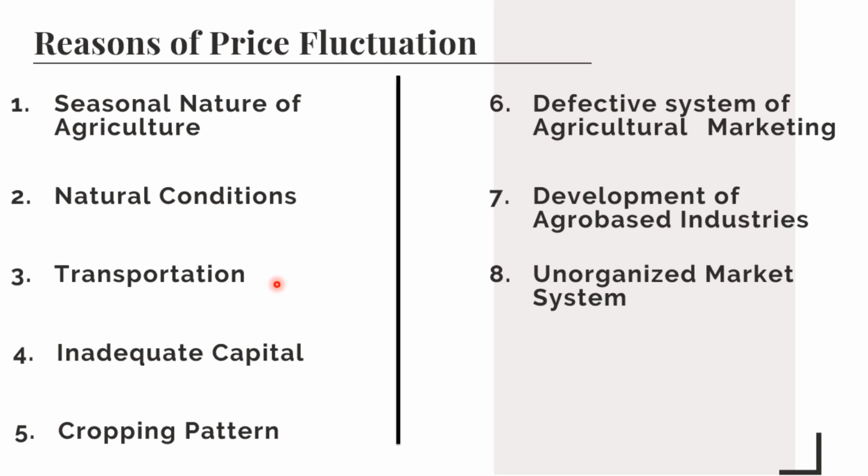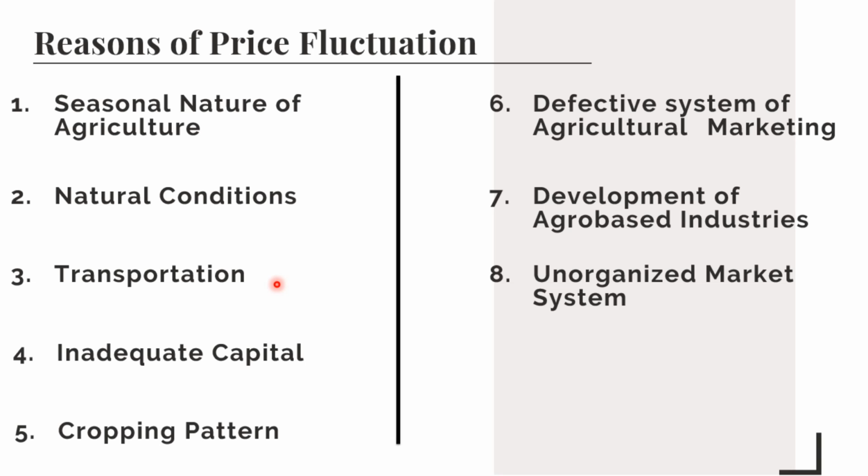The next reason is lack of transportation or irregularity in the transportation facilities. It also creates fluctuation in the prices, because the prices of most of the commodities depend upon transportation. Most of the time, because of the lack of transportation facilities, the farmers sell their agricultural produce in the local market itself at a lower price, or whenever the farmers get the transportation facility, they supply those commodities to the various markets, and due to the increasing supply, the price will fall.